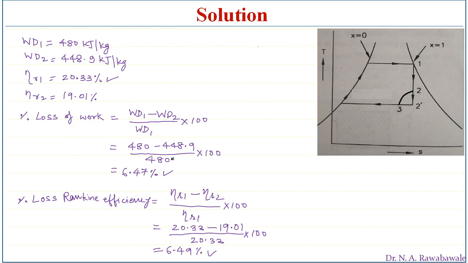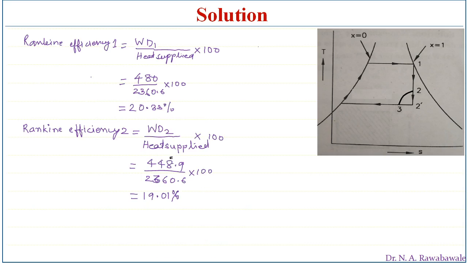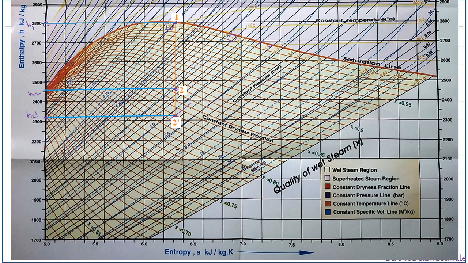How can we calculate the work done as well as Rankine efficiency using the Mollier chart? Here it was very simple for us to find the enthalpy at point 1, enthalpy at point 2, and enthalpy at point 2 dash using the Mollier chart. The only thing is we must know how to identify and locate point 1, then point 2 dash, and how to utilize this Mollier chart.